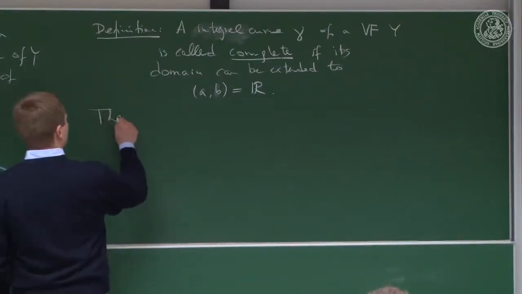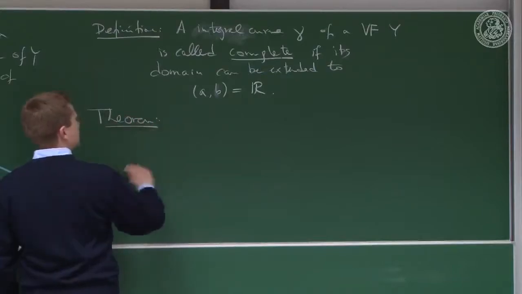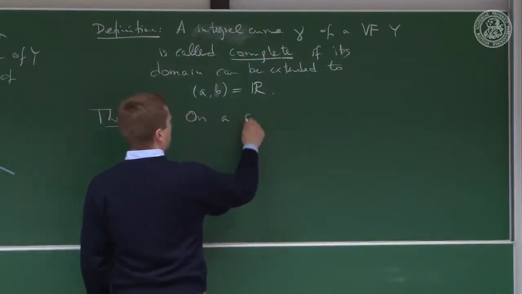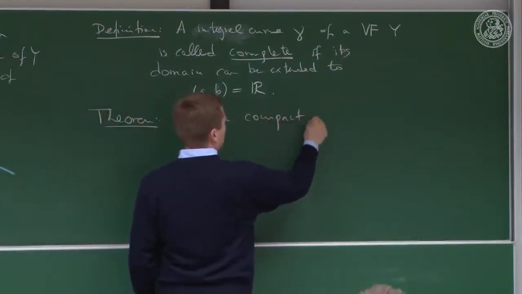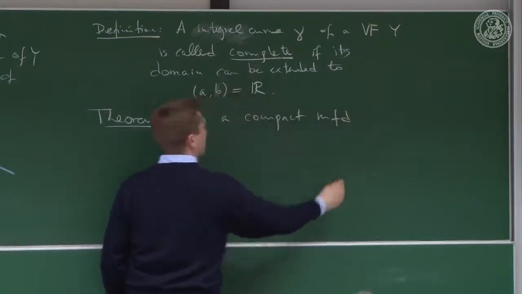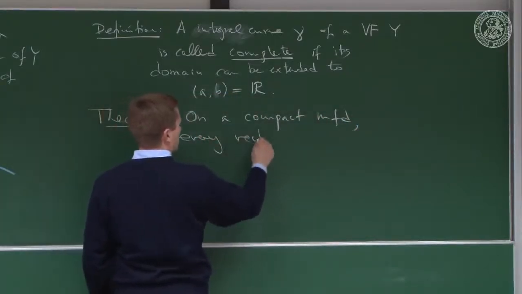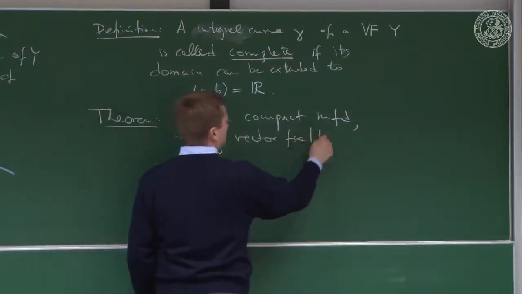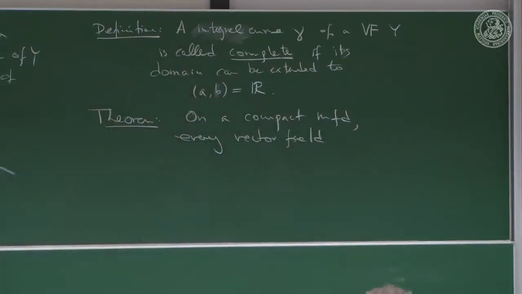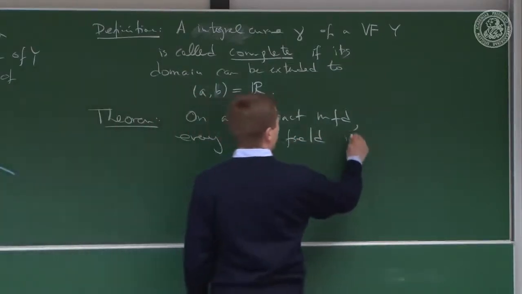So there is a result that says that on a compact manifold, every vector field is complete. So we always talk about smooth vector fields. Every smooth vector field is complete.